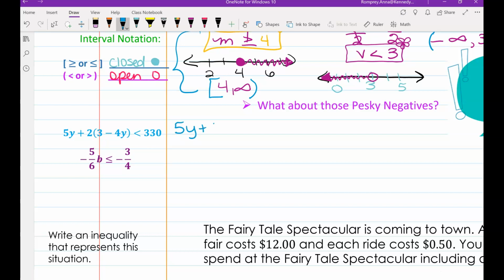5y plus 2 times the quantity 3 minus 4y is less than 330. Oh, could I have picked a bigger number? It's all right. We'll survive.